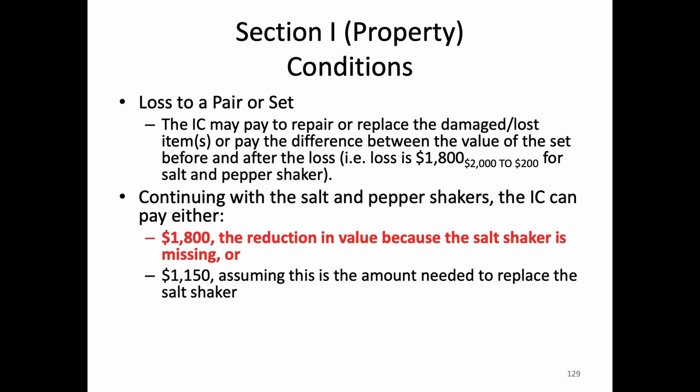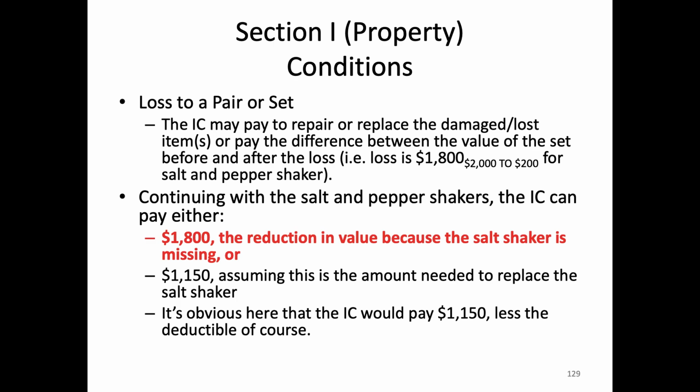And so the insurance company could either pay the $1,800, or if they prefer, which they wouldn't here, they could pay the $1,150. So what they're going to do is they're going to pay the $1,150 out less the deductible, and the person's going to have their set back. So what's to remember here? The insurance company could either pay A, the reduction in value after the item or items are lost, or it could pay to replace, and it's always going to choose the lesser amount.